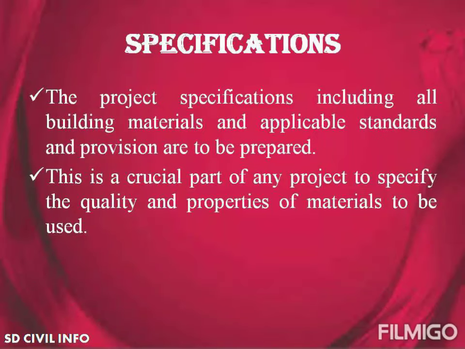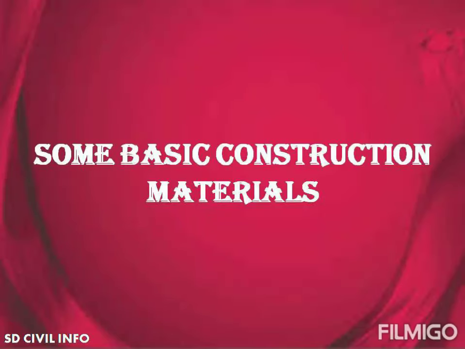The next thing is, for every project, its specification is very essential. Therefore, specifications including all the building materials that are going to be used in the project and their applicable standards and provisions are to be prepared. This is a crucial part of any project, to specify the quality as well as properties of the materials to be used, and this is to be done by engineers. Now let us have a quick glance at some basic construction materials as follows.